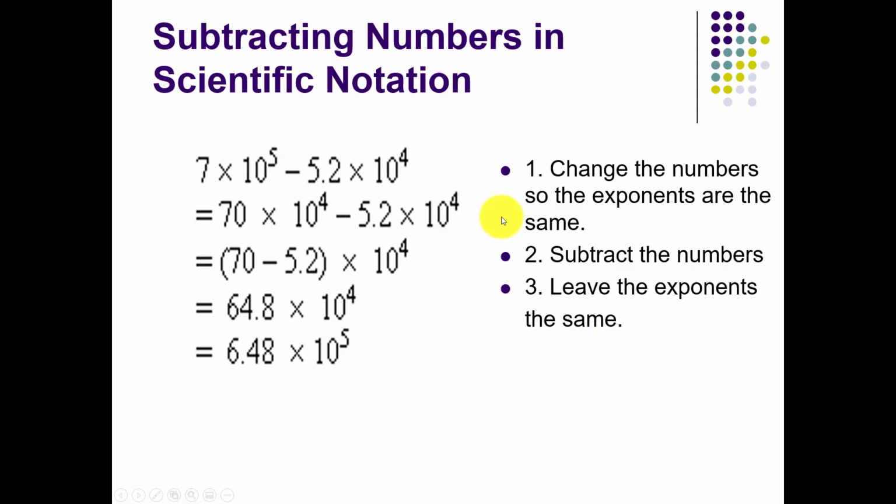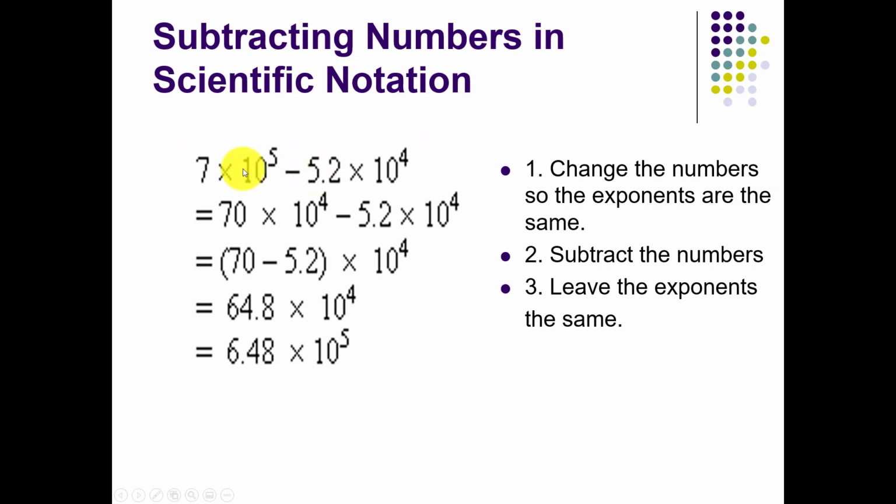Here we are subtracting. So the rules are pretty similar. You have to make the exponents the same, just like with addition. And then once you have them the same, you go ahead and subtract them, and then just make sure your answer is in scientific notation. So here we have 7 times 10 to the 5th minus 5.2 times 10 to the 4th.